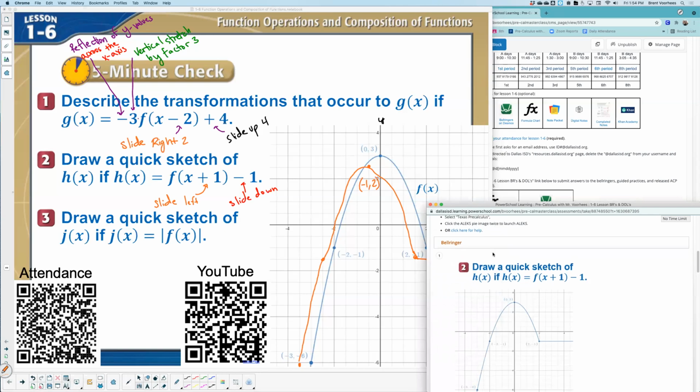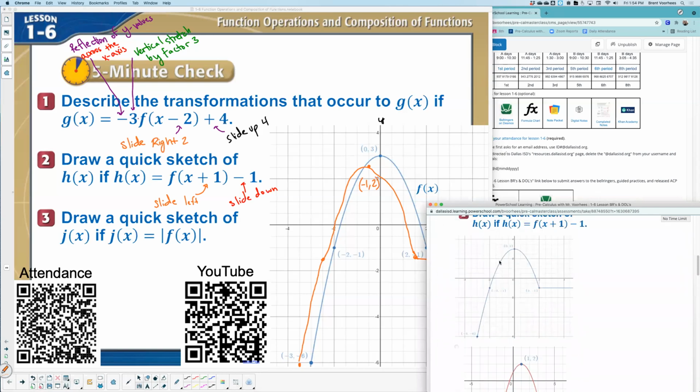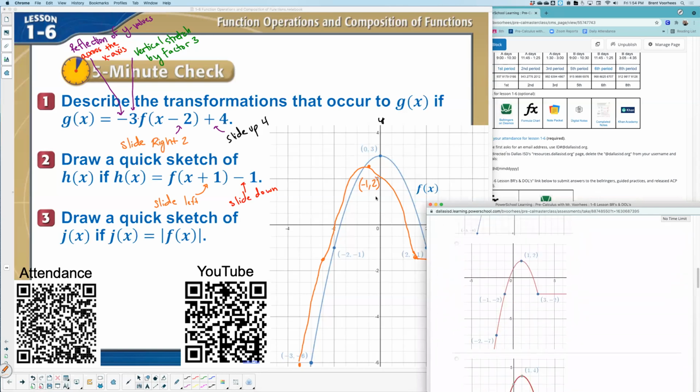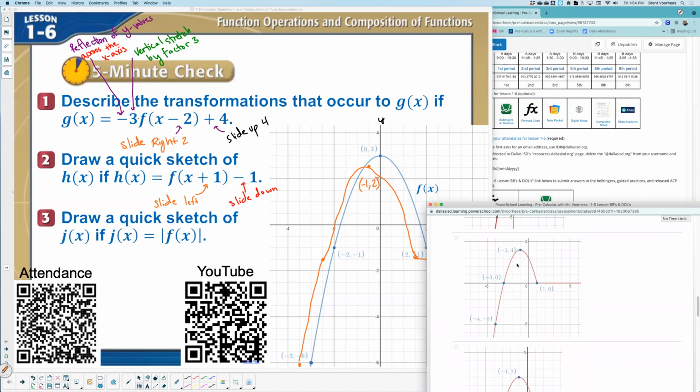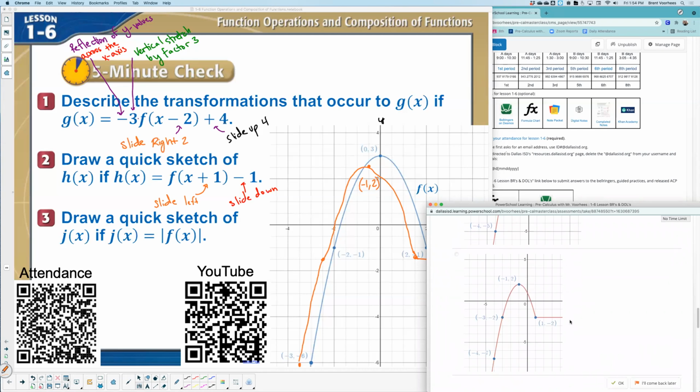So if you have this open, you can go through and try to find the correct solution. You're looking for -1, comma 2 to be the correct point. So you just find wherever, there it is. This one would be shifted down 1, left 1.